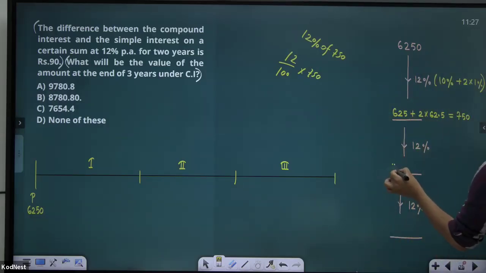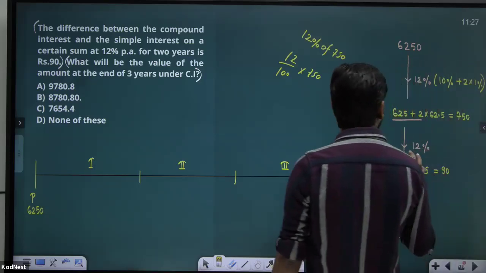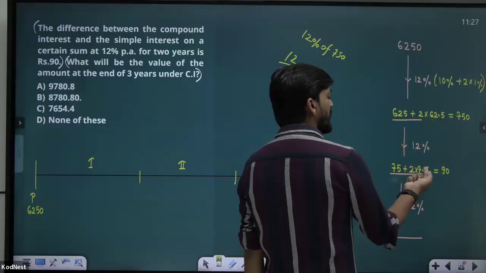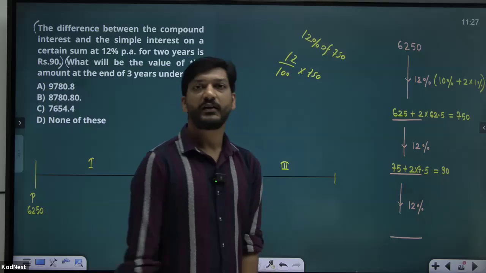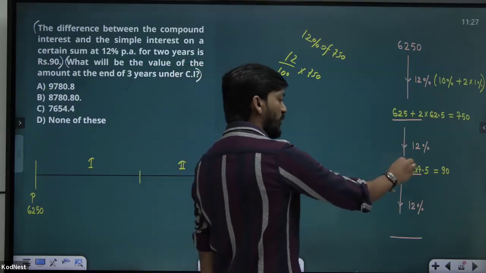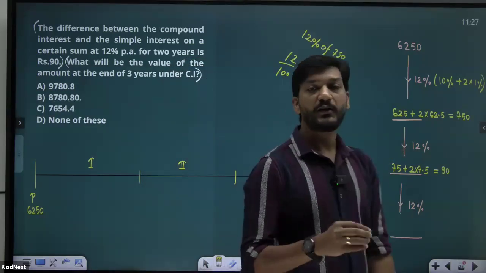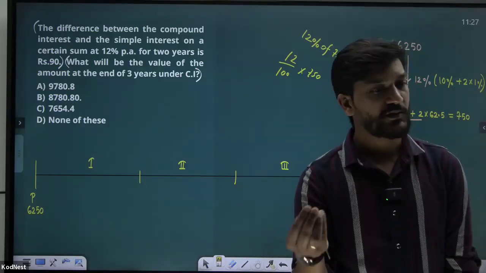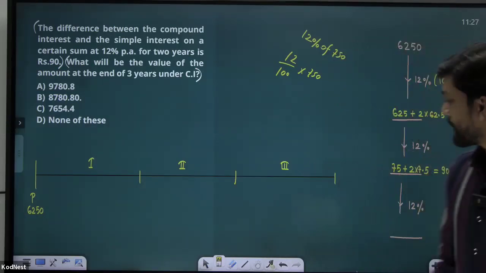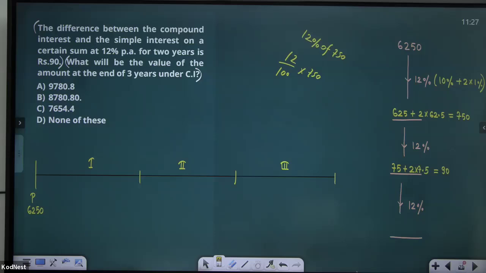First tell me 10%, you will say sir 75. Tell me 1%, you will say sir 7.5. So 2% will be twice, so overall 90. Is this method clear or not? The way we are doing the 12% calculation: 10%, 1%, twice of 1%, total 12%. Is this clear? Please carefully see.